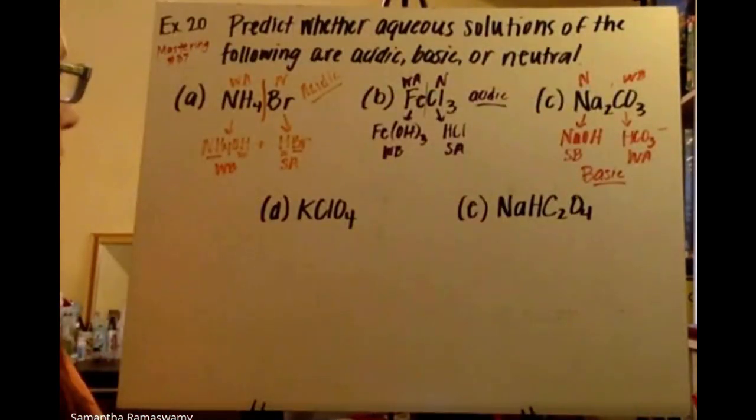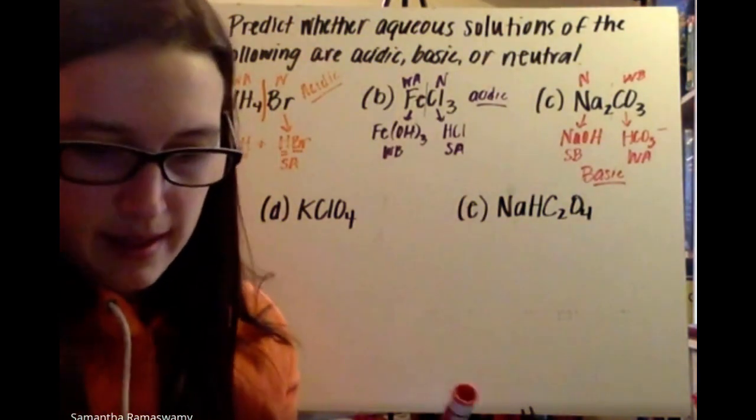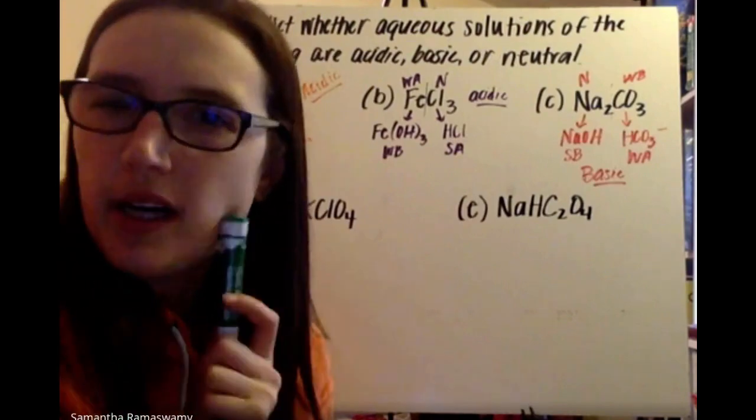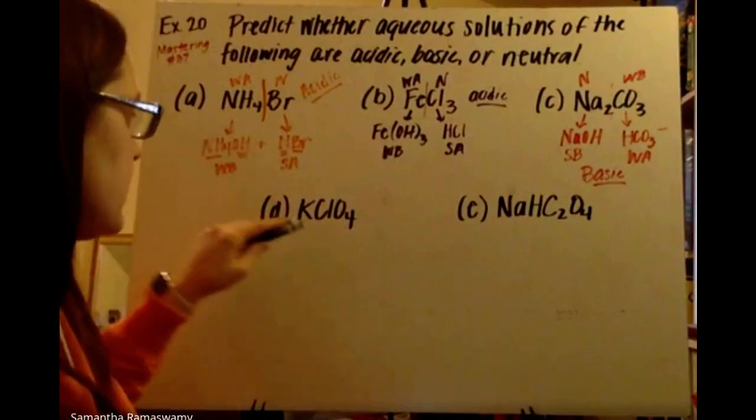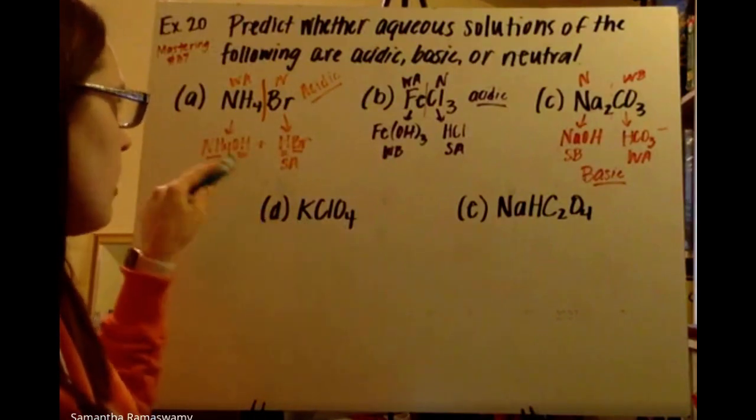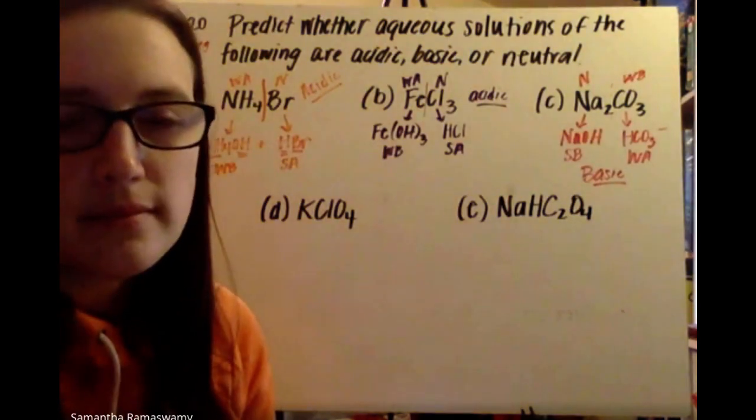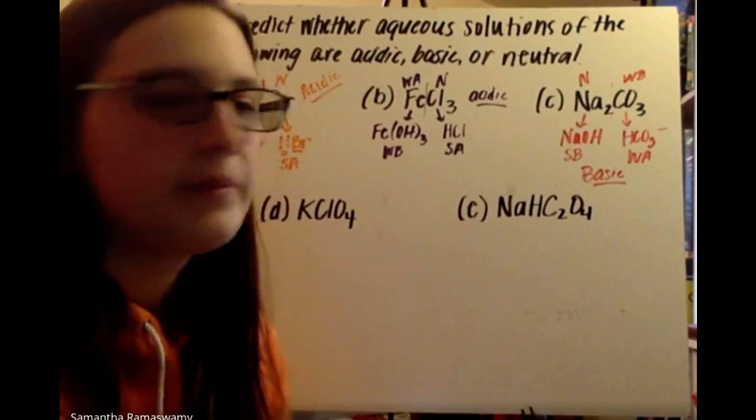And then if we look at part D, KClO4. So here's what I want you to do with part D. Split it up and see if you can write which base the cation comes from and which acid the anion comes from. Just split it up. Practice splitting it up.